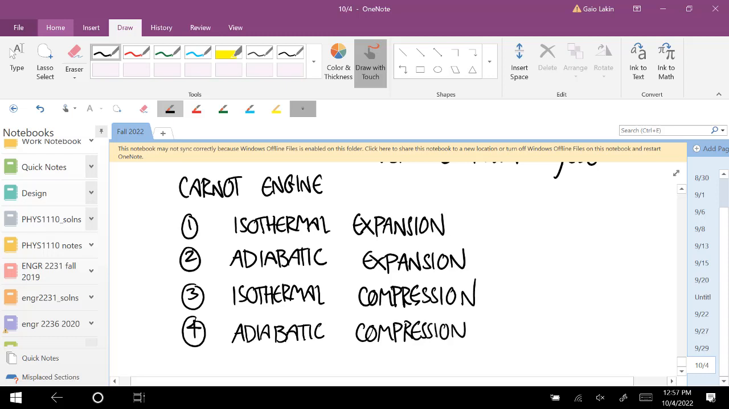So this is a simple power cycle that lends itself to looking at mathematically, and using that you can come up with performance measures that you can compare to actual things, and it gives you sort of an upper limit for the performance of power cycles.